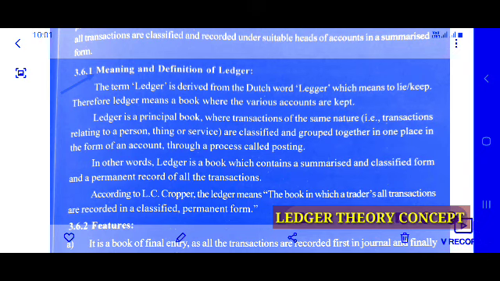So first, the primary book, that is the journal. Whatever transactions you have passed in the journal, the same will be transferred to the ledger. That process is called posting. Transferring from journal to ledger is called posting.